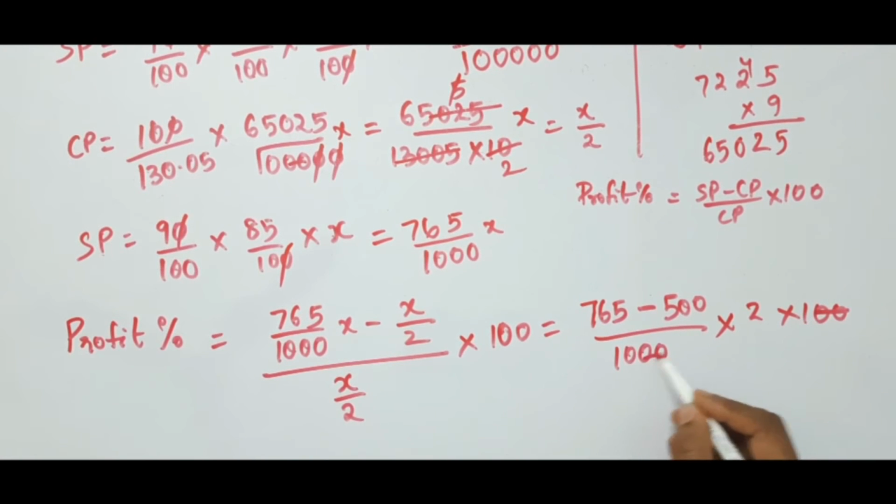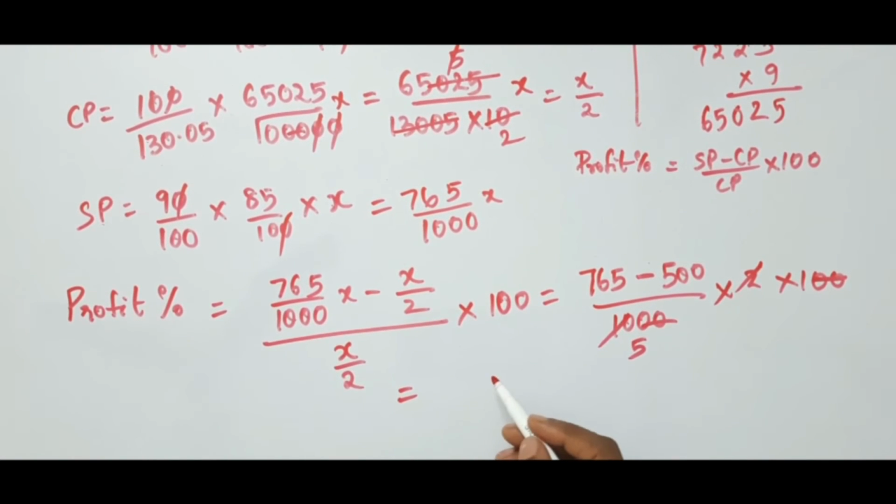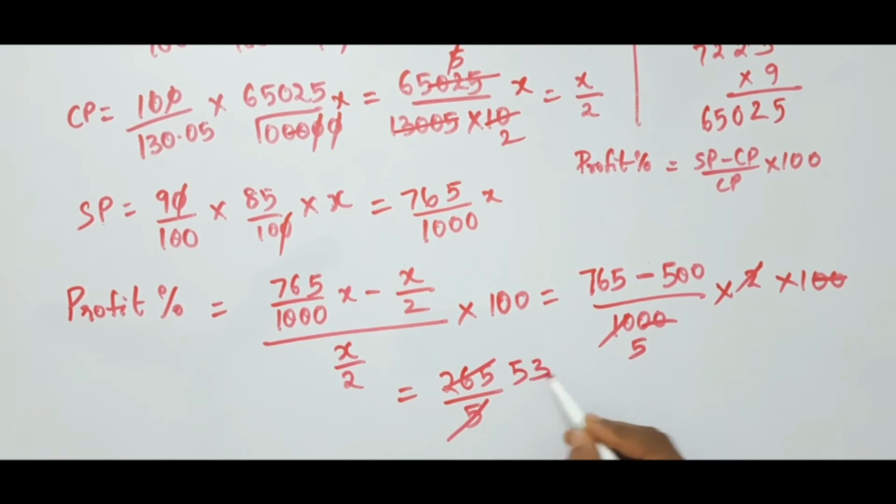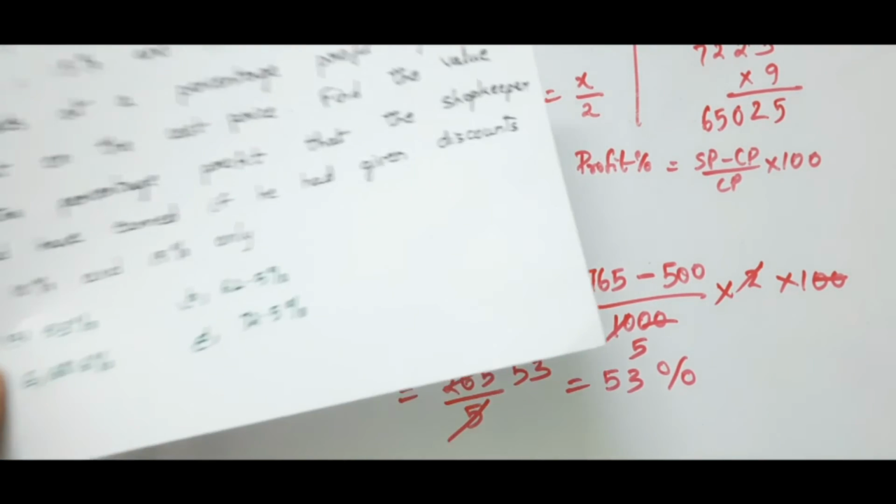So these two zeros cancel. This is nothing but 2 5s. So this is equal to, if you subtract, 7 minus 5 is nothing but 2 by 5. So this cancels, 2 5s are 25 and here left with 1, so it is 53. So we got 53%. Let us go to the options and check where it is. It is option A.